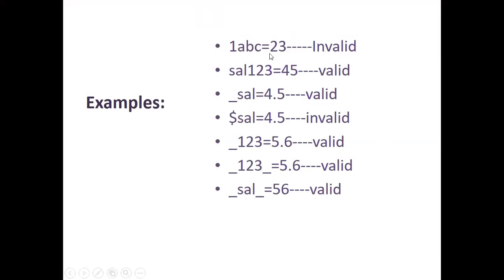1ABC = 23 is invalid. If I write salary123 = 45, it is valid. _sal is valid and $sal is not valid. _123 = 5.6 is valid. _123_ again is also valid. Clear?